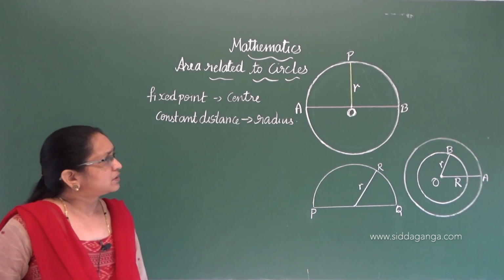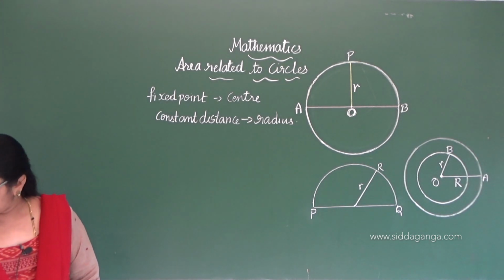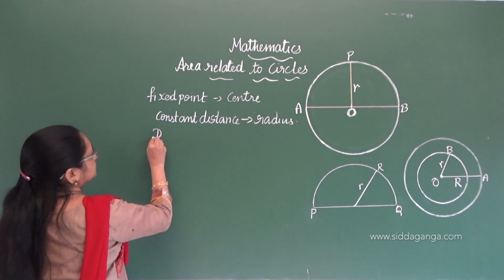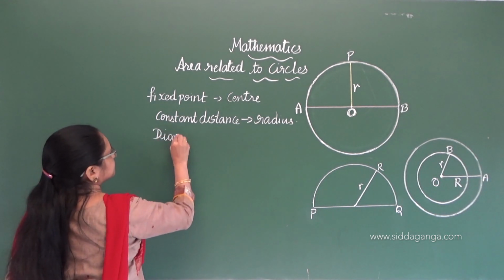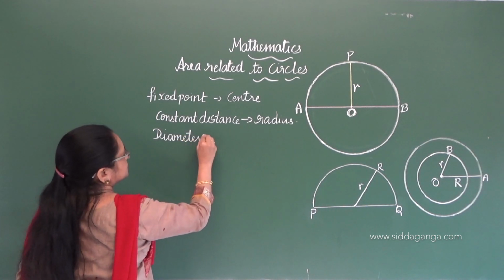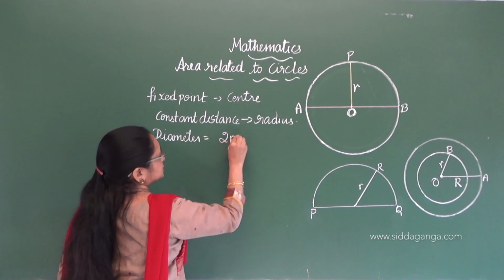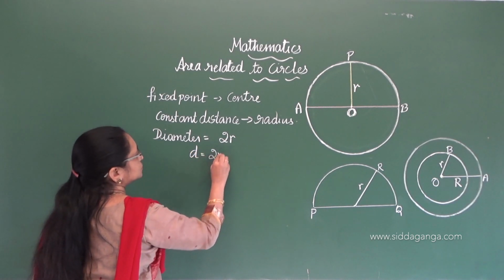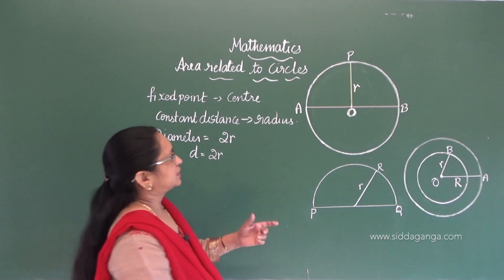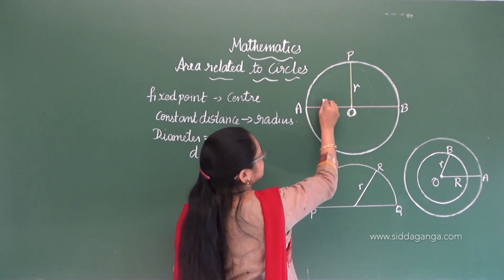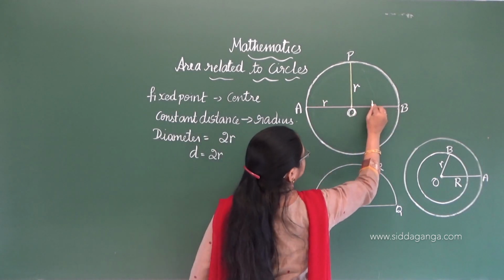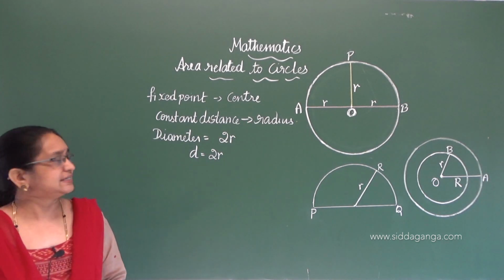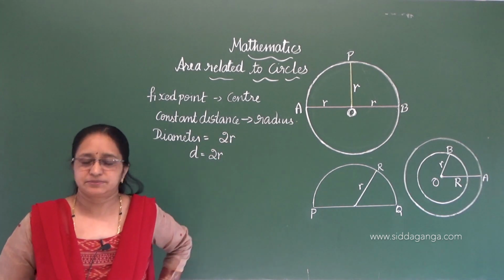Next, diameter is equal to 2r, you all know this. It is represented as D, D is equal to 2r. Here you all know OA is r and OB is also r, r plus r is 2r. So D is equal to 2r, you all know that.